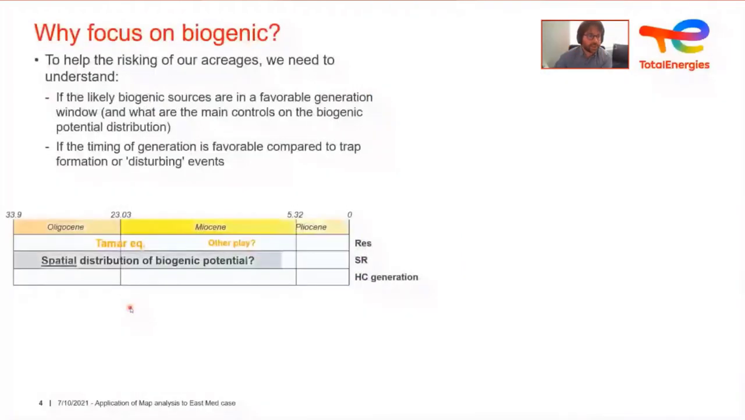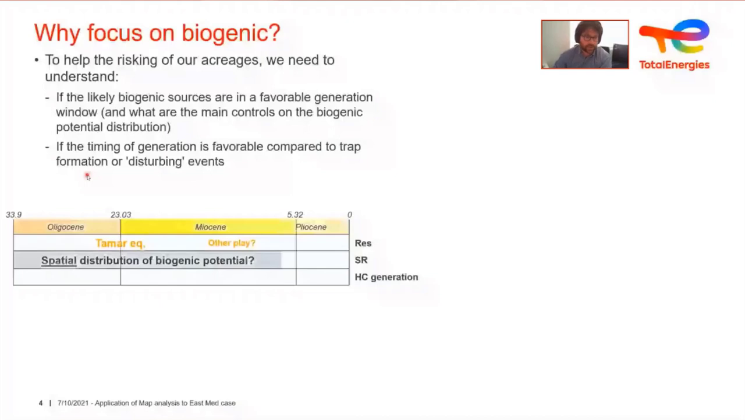So why focus on biogenic, and why is this question important in the Eastern Mediterranean domain? It's important for our acreages and exploration, but as well for the decision-taking process. And what we need to understand is quite simple. We need to know if the biogenic sources are in the favorable generation window, the biogenic window I presented in the previous slide. And now we have this new tool in CougarFlow. We need to understand what the main controls on this distribution are. And we need to understand if the timing of generation is favorable compared to the trap formation, or a disturbing event.